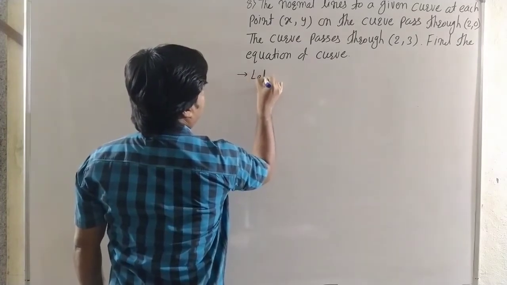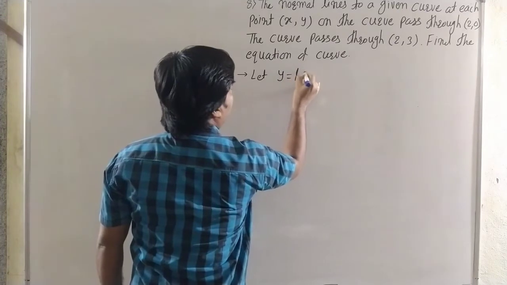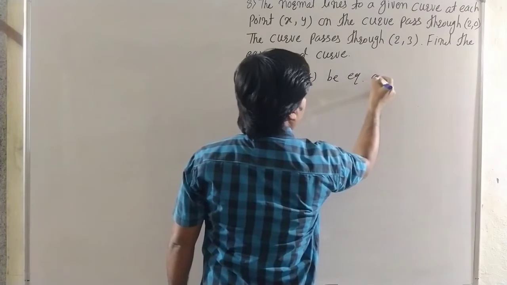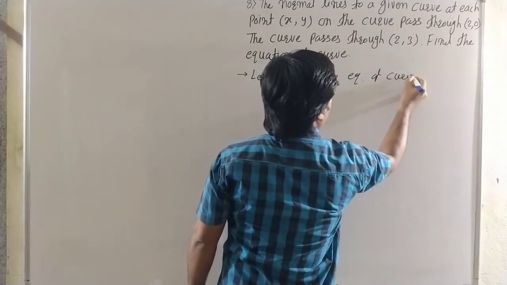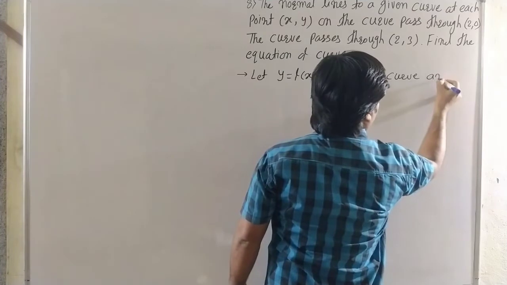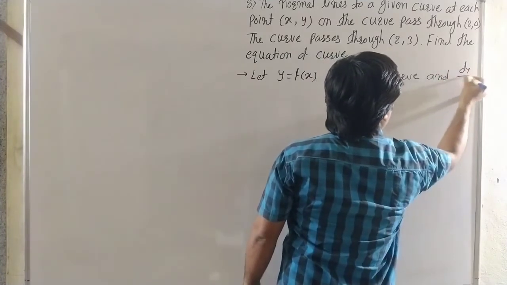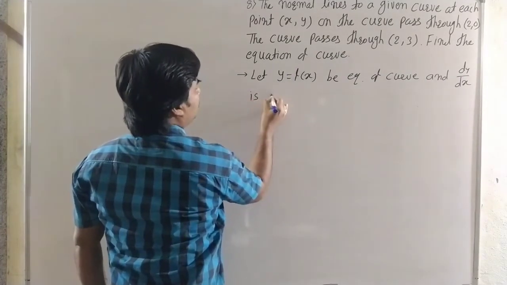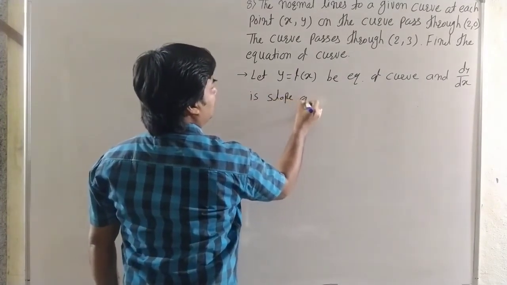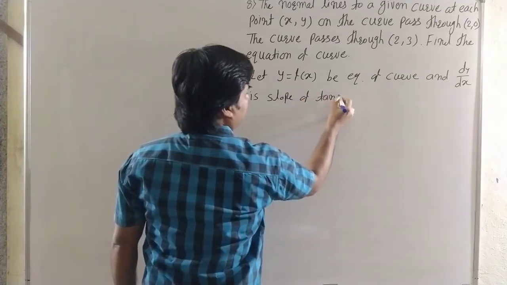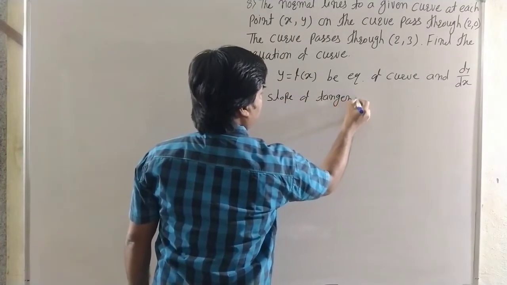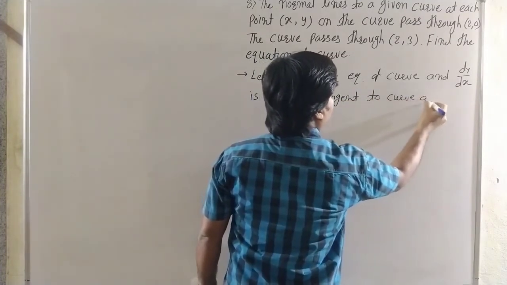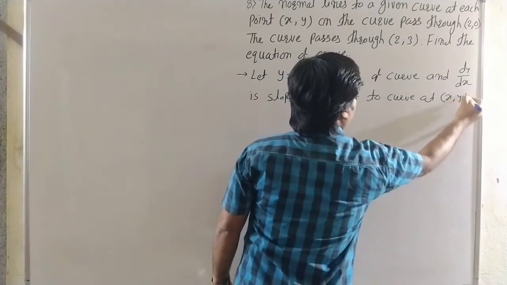Here let y is equal to f of x be the equation of the curve, and dy by dx is the slope of the tangent to the curve at x comma y.